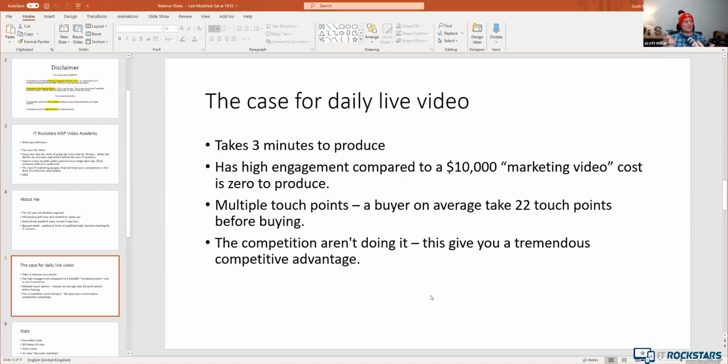I'm looking for the right word, but you could go and get like a $10,000 marketing video created for your IT business. And you'll find that it will have less engagement than going live to camera. And people connect more with the human element. There's just more character. You'll come across more in front of the camera on a daily basis than you would through a highly produced marketing video.